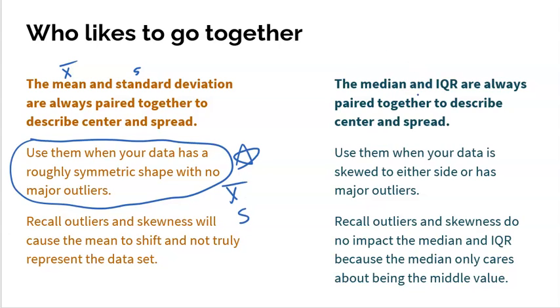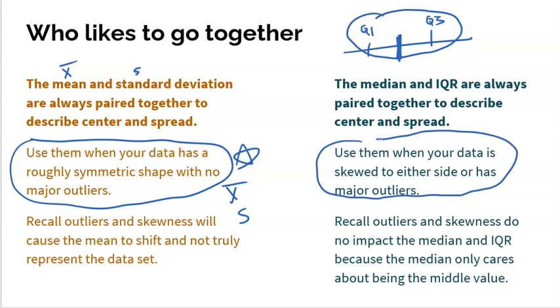The IQR and the median always go together. Let's talk about why. The median is the middle value, 50% above, 50% below. No matter what, it's the dead center of our data. The IQR measures the spread around the median. The IQR measures the spread from Q3 to Q1, which of course includes the median. So the IQR measures the middle 50%. The median is in the middle 50%. So that is why the median and the IQR are best friends. They always go together. Now, we prefer to use them when there is data that is skewed left or skewed right.